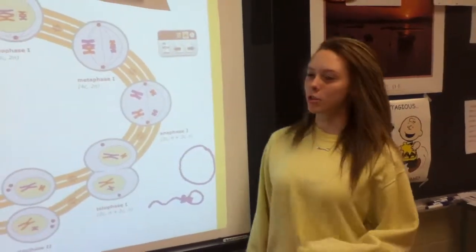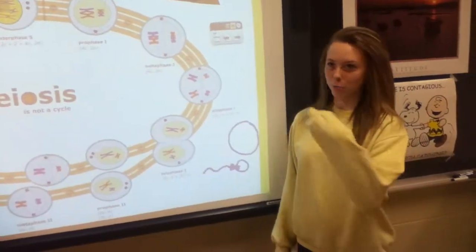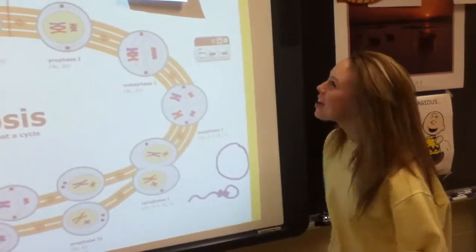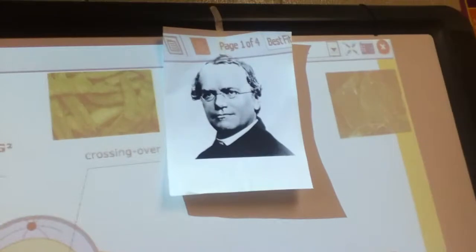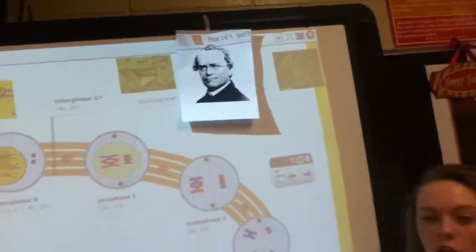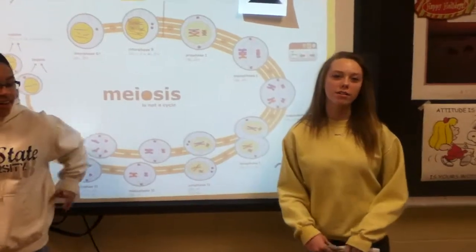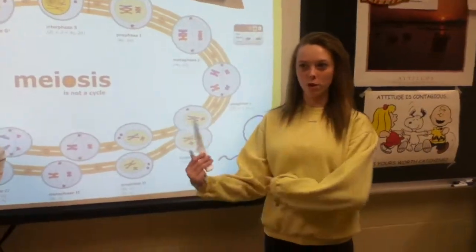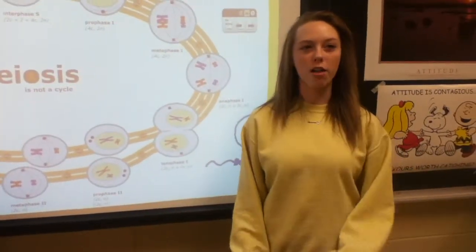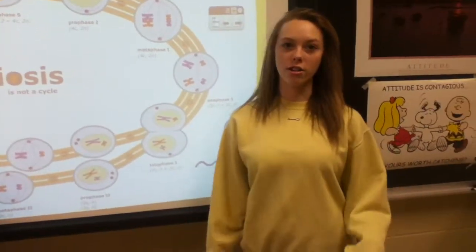Next, I'm going to be talking about an Austrian monk named Gregor Mendel. I'm first talking about his experiment. With his experiment he used pea plants, male gametes and female gametes, to hand cross-pollinate to learn more about inheritance.